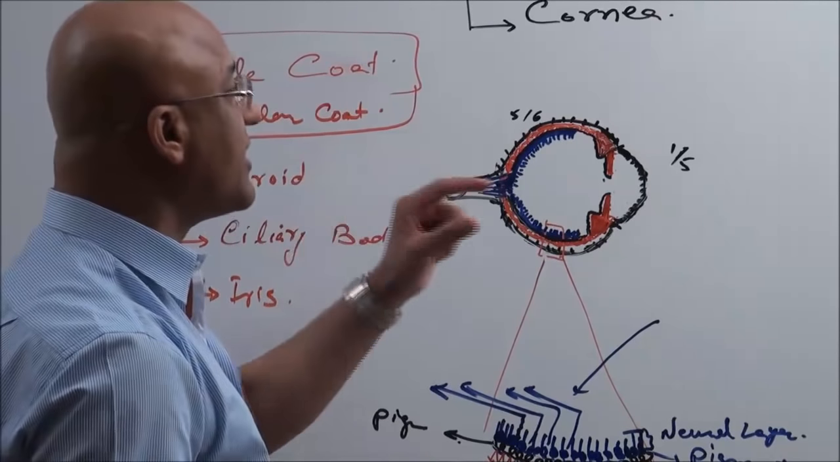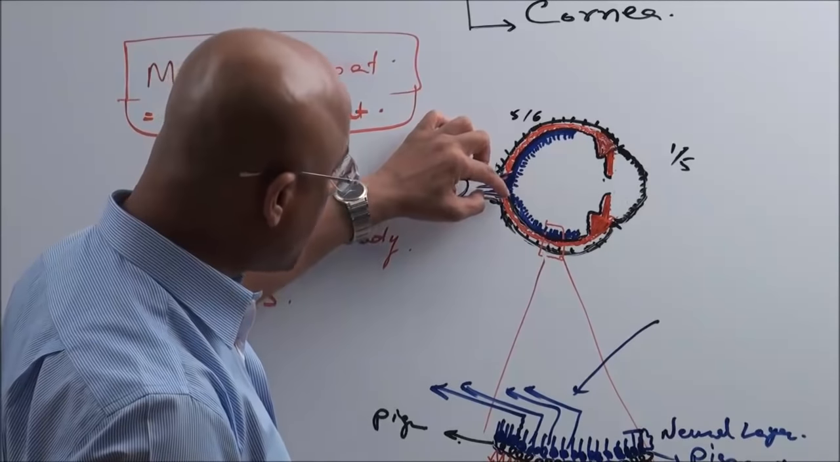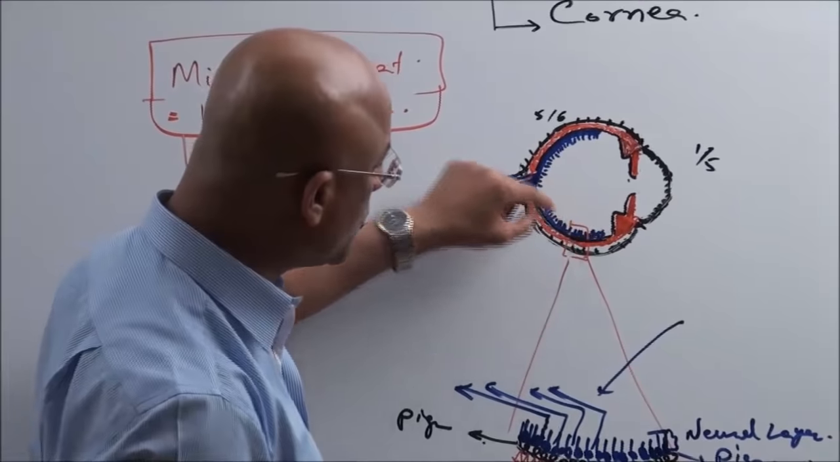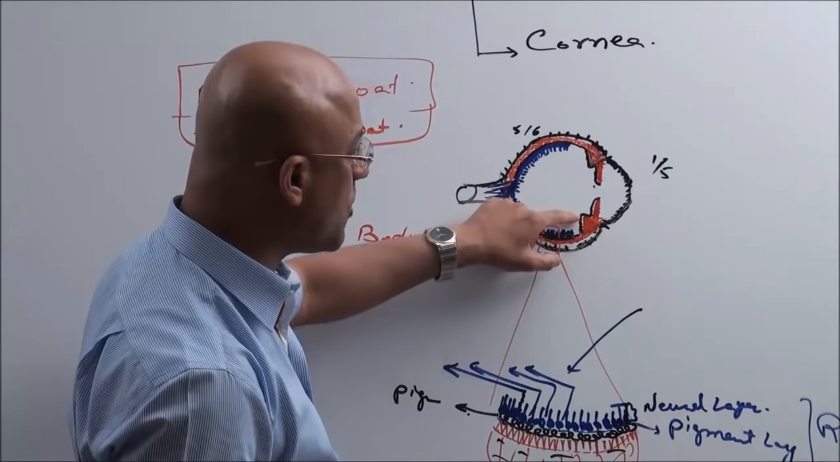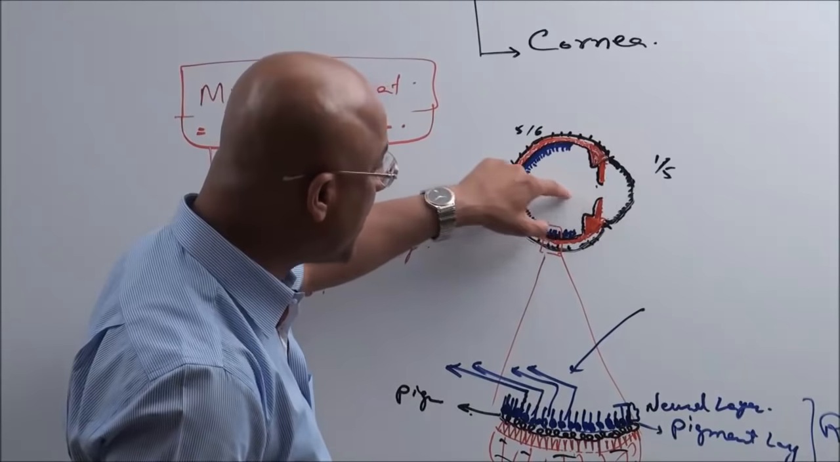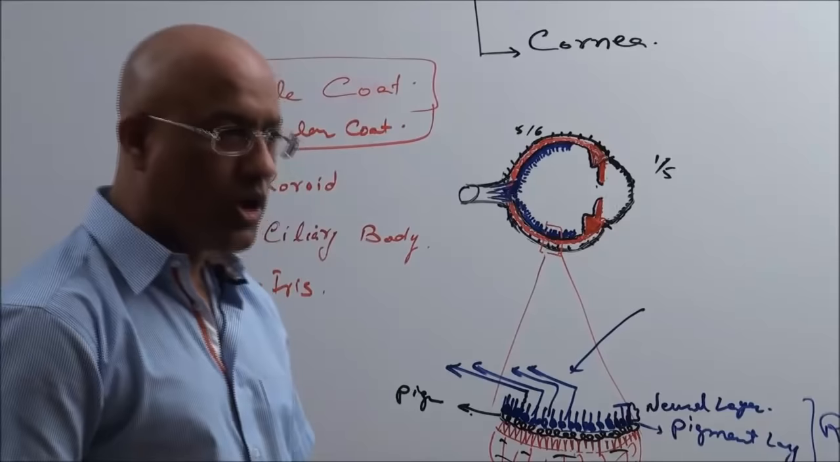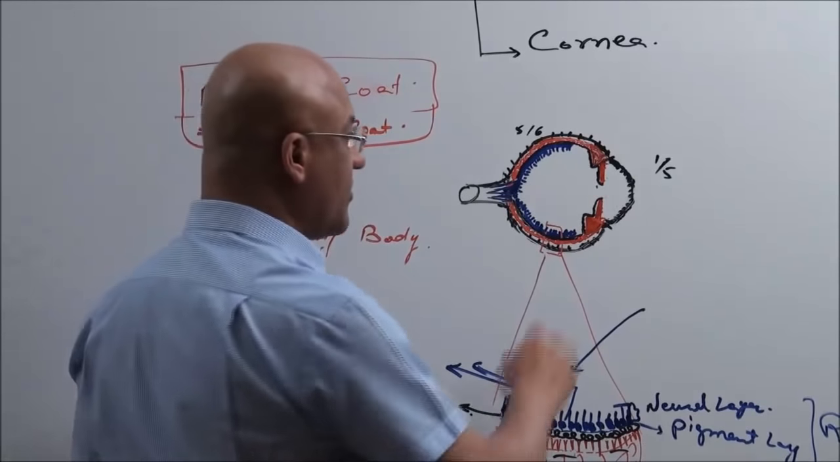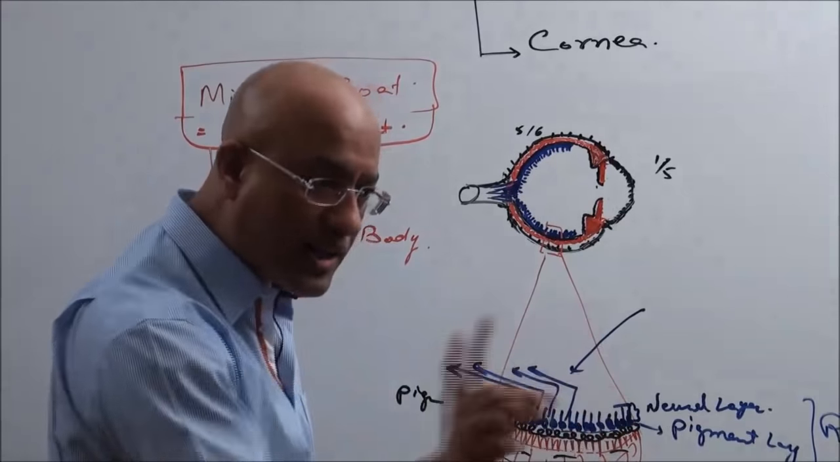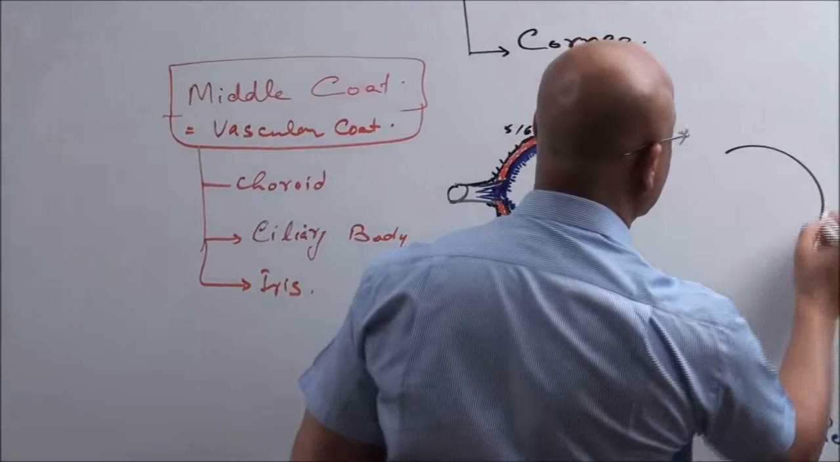Even though the pigmented layer starts from the optic disc and continues all over the choroid, behind the inner side of the ciliary body and the inner side of the iris, the rods and cones do not extend up to this area. They do not extend. Rods and cones, let me draw a structure here.